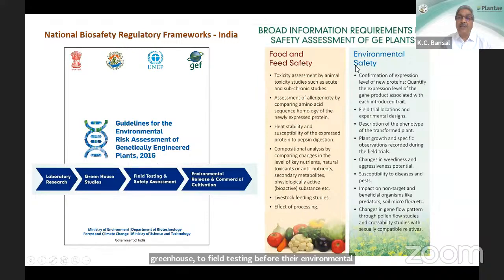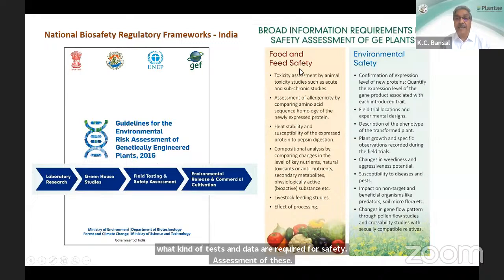And what kind of tests and data are required for safety assessment of these GE, as we call them in India, genetically engineered or GM crops, they're the same. For food and feed safety, toxicity assessment is done, assessment of allergenicity, etc., and composition analysis are all done. I'm not going to go into the details of it.